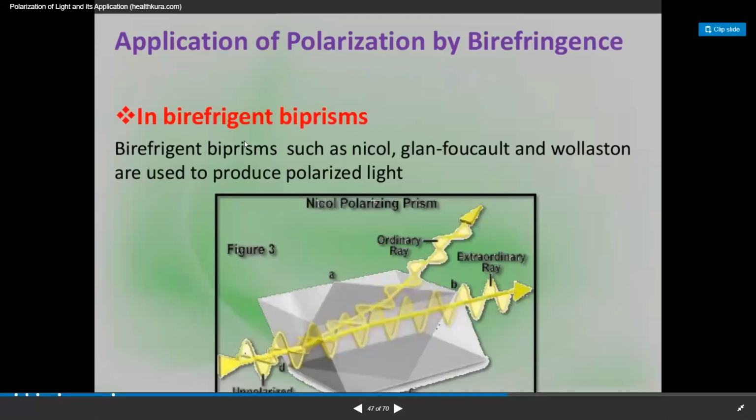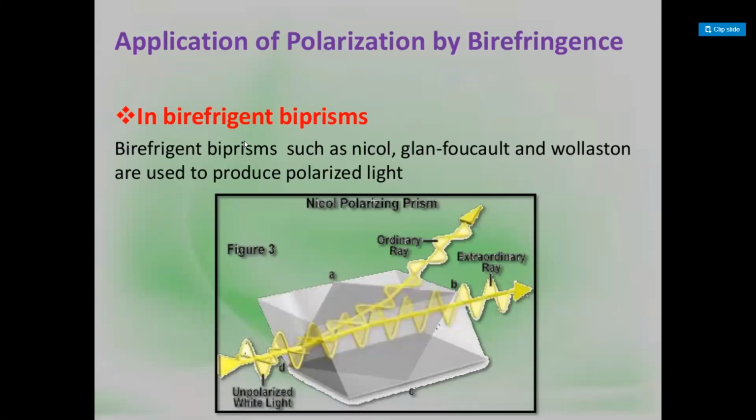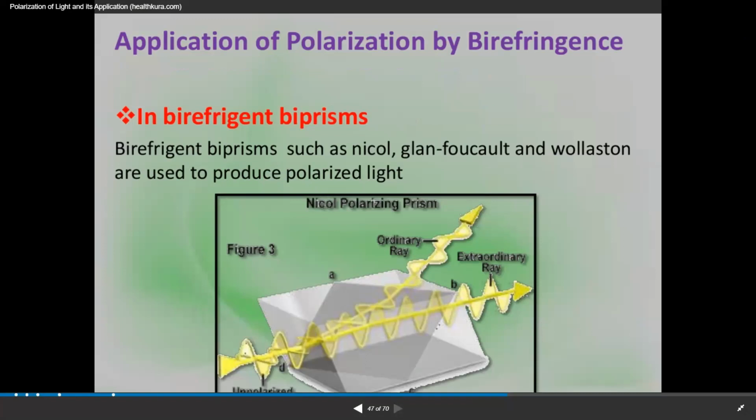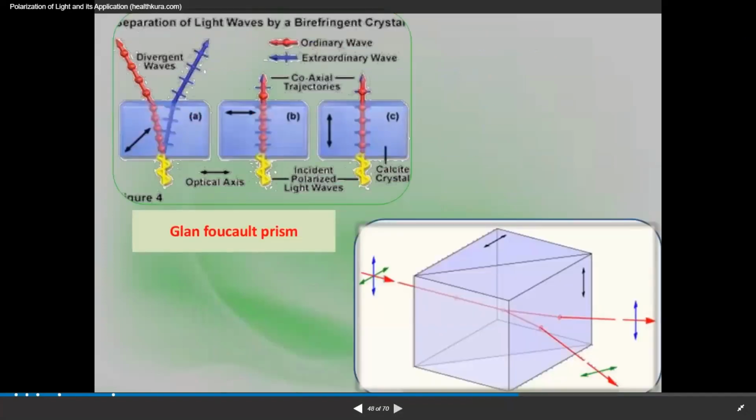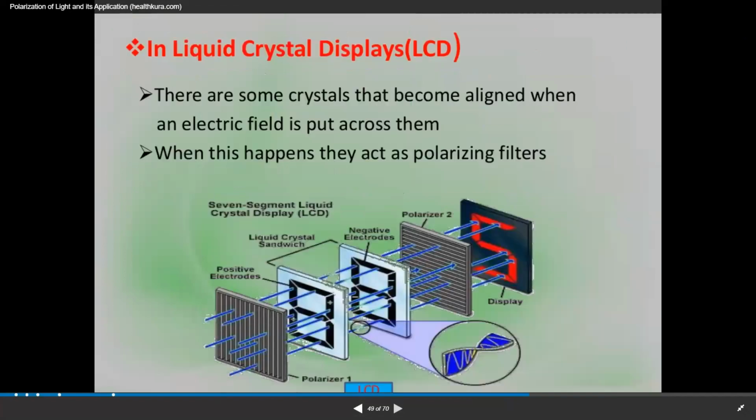And next, applications of birefringence, that means double refraction. Here the double refraction phenomenon is simply an unpolarized light converted into two refracted rays. That means we can observe two images of the object.